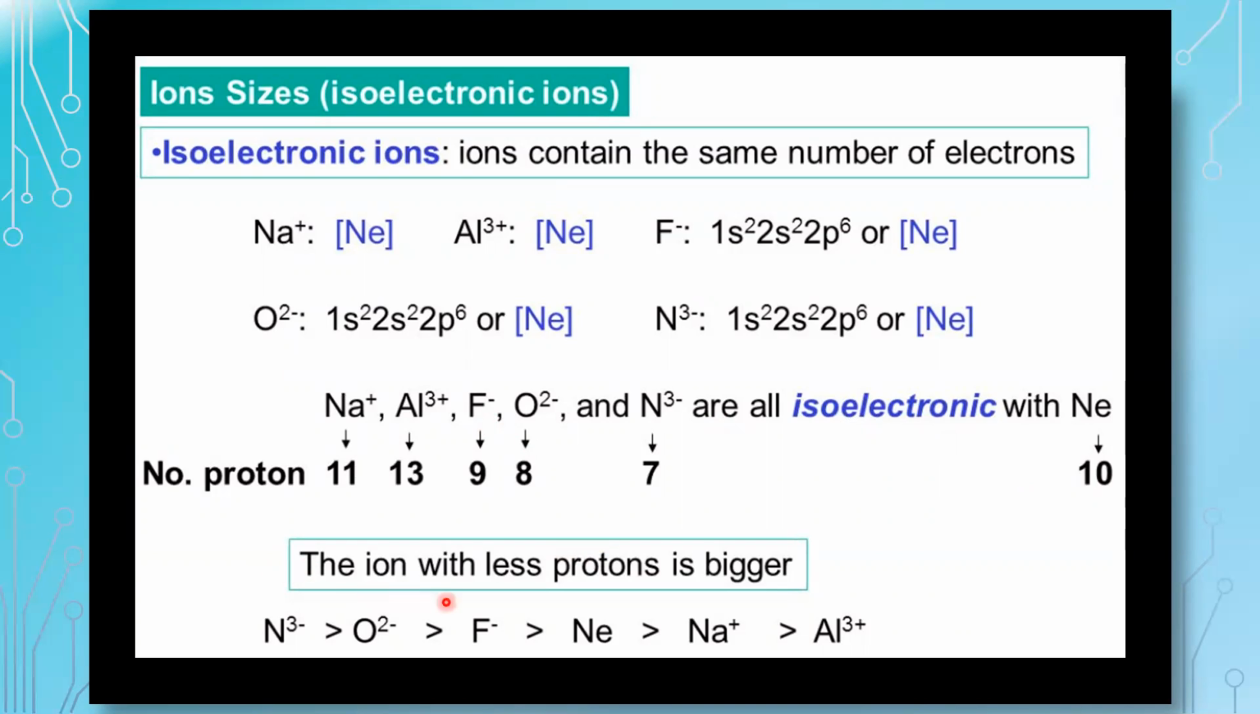So the ion with fewer protons is bigger in size. I repeat, the ion with fewer protons is bigger. N3- is greater than O2-, which is greater than F-, and so on.